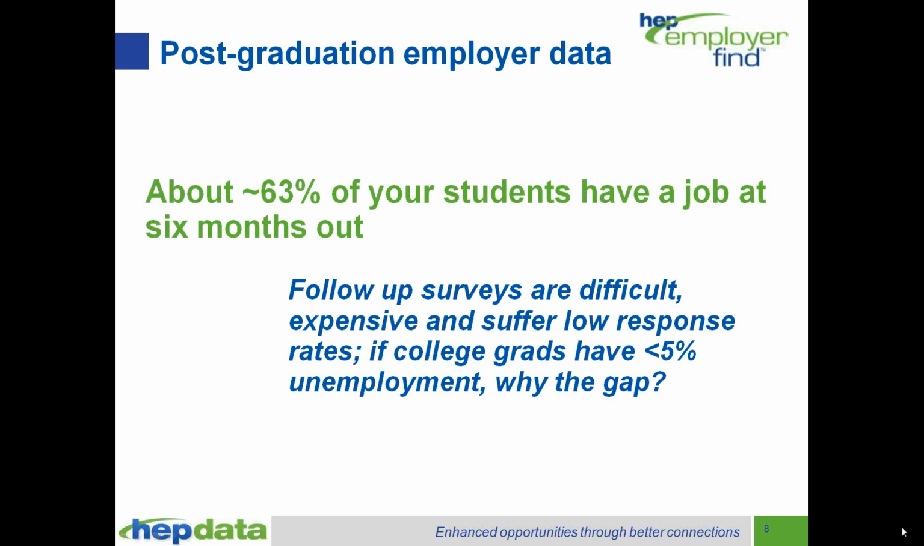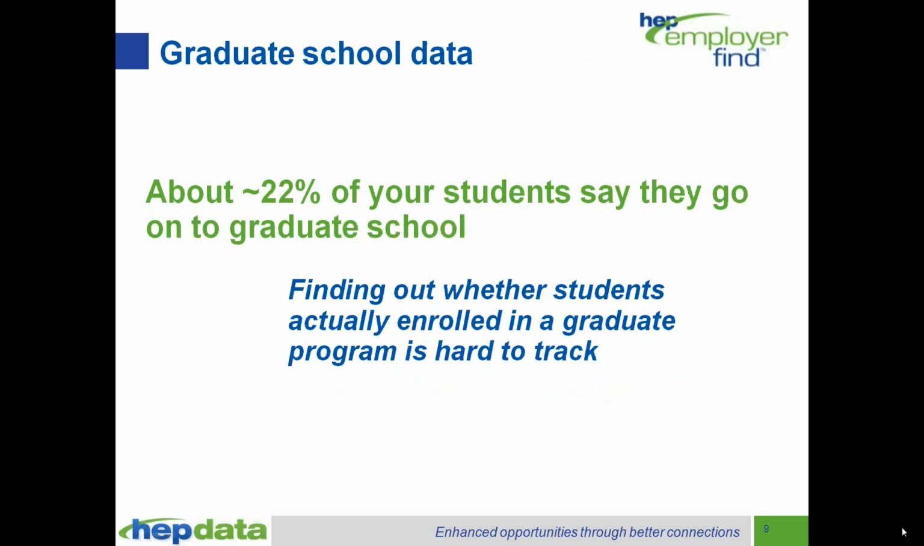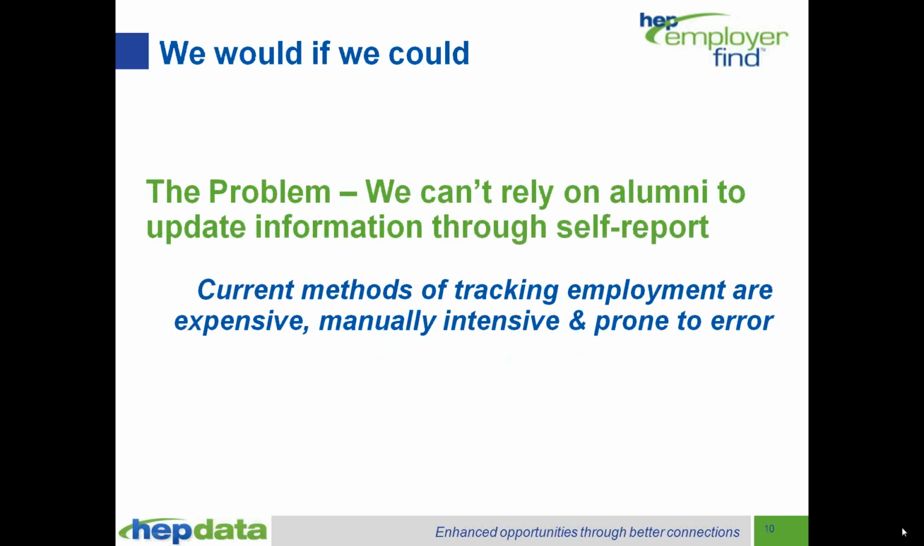Also, employment statistics suggest that the unemployment rate for college graduates is actually less than 5%. So 6 months out, if we're only getting 63% reporting in, where's that gap? And finally, for graduate school data, about 22% of students say they go on to graduate school, but finding out whether students actually did enroll in a graduate program is also something hard to track.